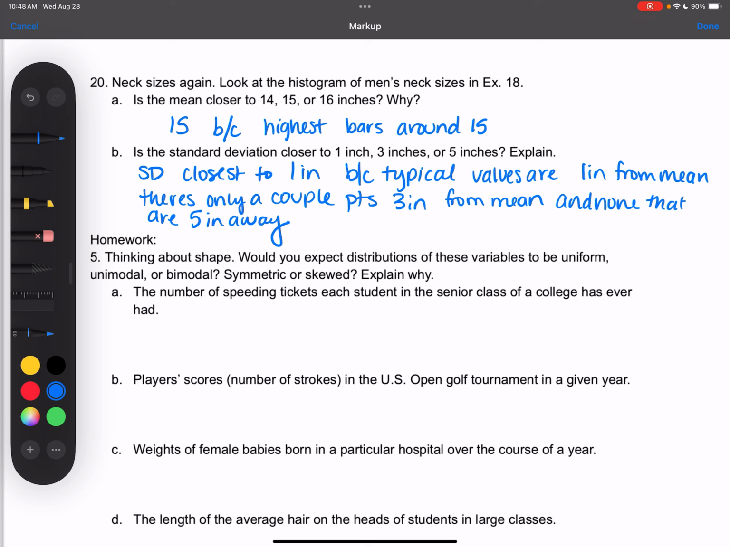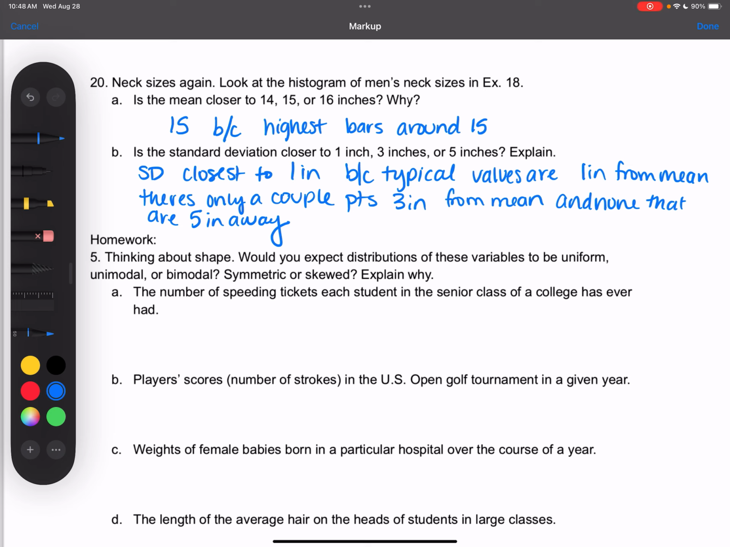Could bimodal be like skewed right and left? No. If it's skewed right and left, it's probably symmetric. So like for number 7, would that be the cereal one? That one's pretty much just going to be bimodal. It's not really going to be anything else.